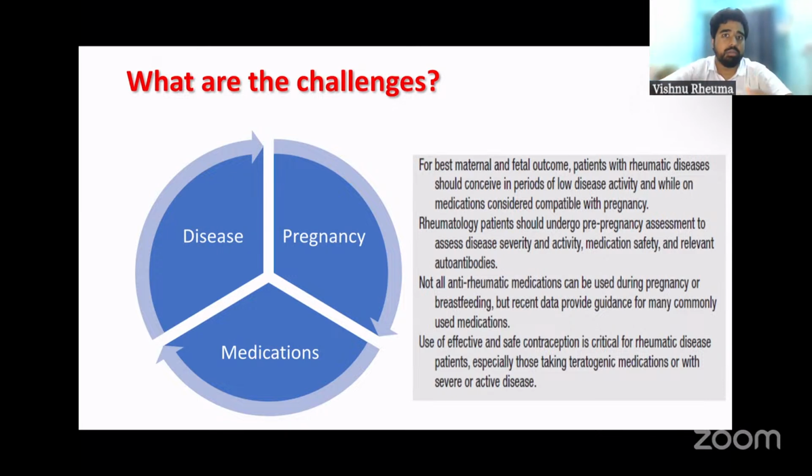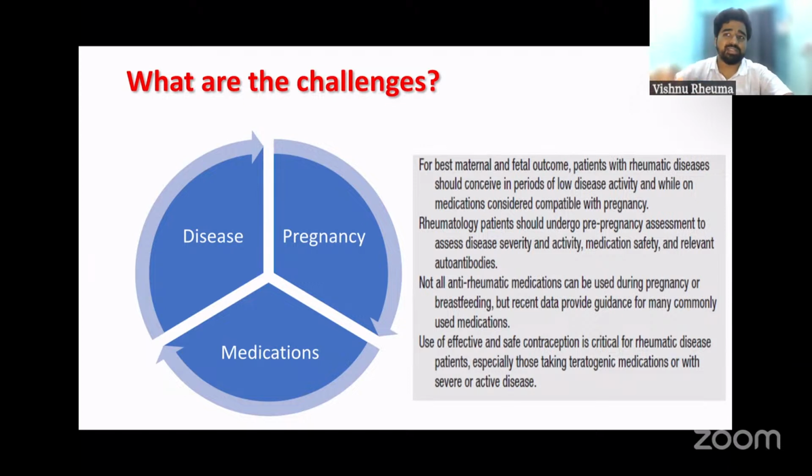Also, one major, most important thing is the medication. Especially in rheumatological diseases, we use strong immunosuppressive medications, possibly teratogenic medications. So that also we'll have to keep in mind. Those are the three things we'll basically be seeing through.